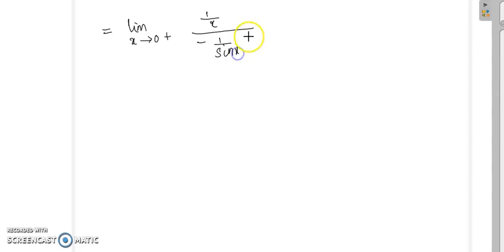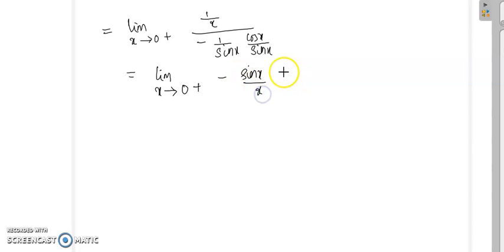So that will be equal to limit x tends to 0 plus, so you will get 1 by x minus 1 by sin x into cos x, that is cot x, cos x by sin x. Okay, so that will be equal to limit x tends to 0 plus minus of sin x by x into tan x.